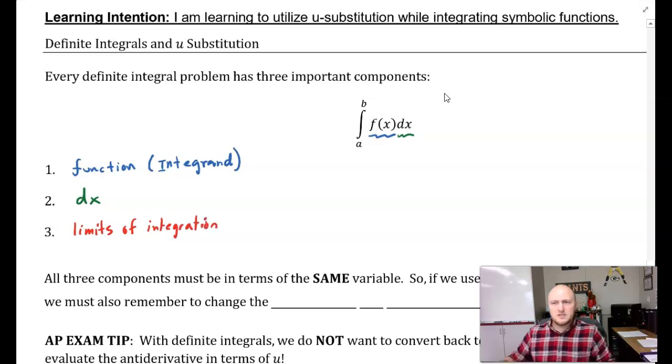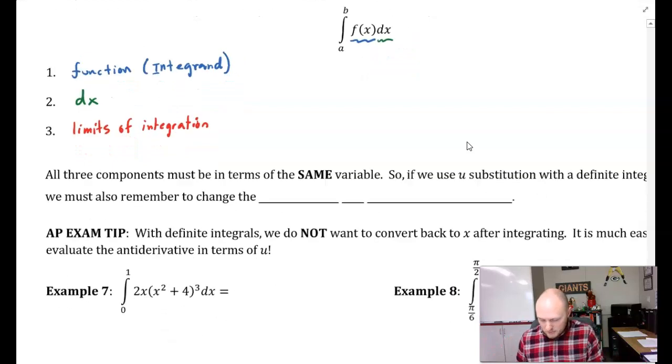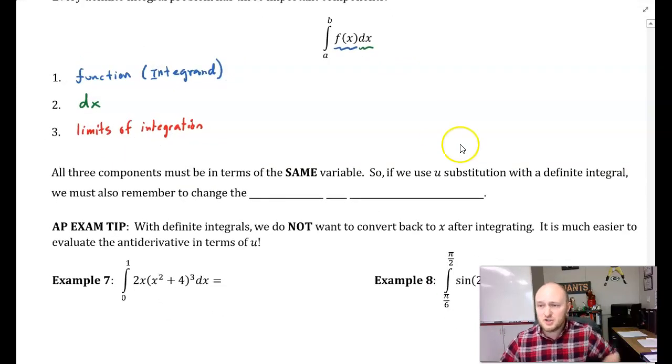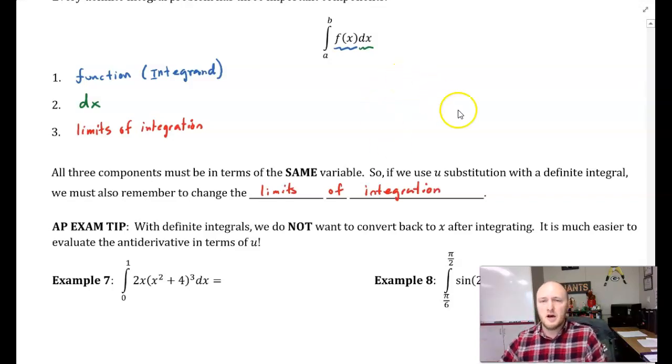So if you're ever asked to write an integral expression to represent this situation or this image, you better bet your bottom dollar, that's a phrase, that you have the limits, you have a function, and then you have what you're integrating with respect to. Now, all three of these components must be in terms of the same variable. So since we're switching into u's, what do you think we have to also do with our limits? We also have to switch them. Switch the limits of integration into terms of u, and it's very simple and straightforward. I'll show you how to do that in this video.